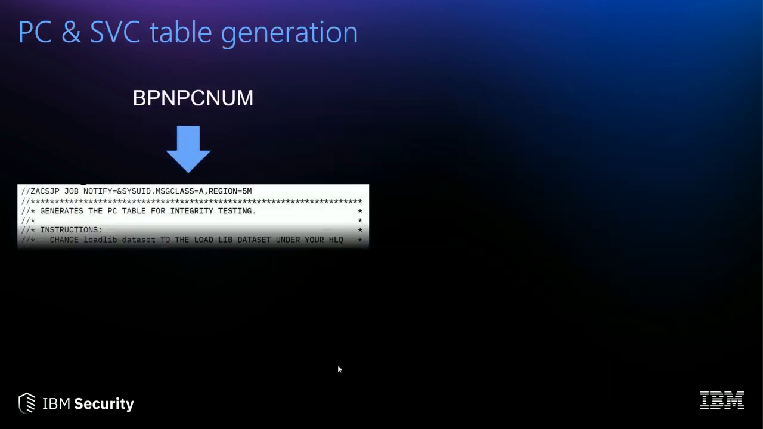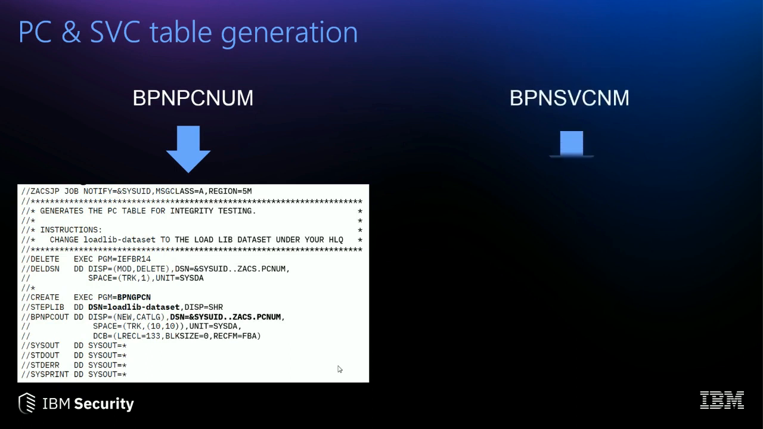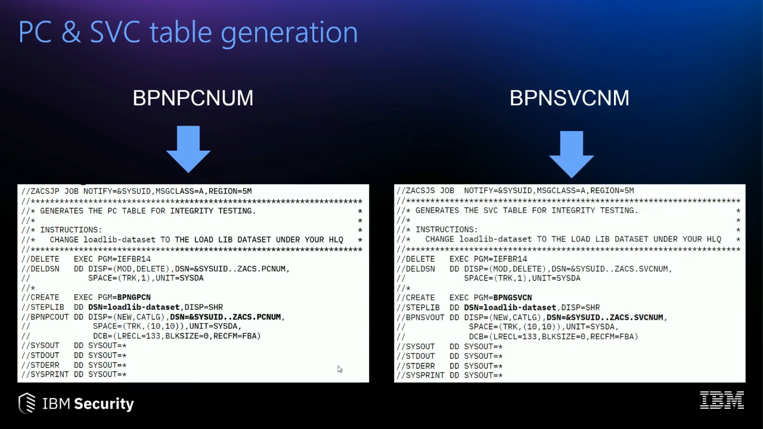Before testing PC and SVC, you have to run two jobs included in SAMPLIB. The first one is BPN.PCNUM to generate the PC table. And as PC numbers can change, this job should be run regularly to ensure the table is updated. Then you can run BPN.SVCNM. This is the job to generate the SVC table, and this job needs to run once for every IPL or anytime that the SVC table is updated.